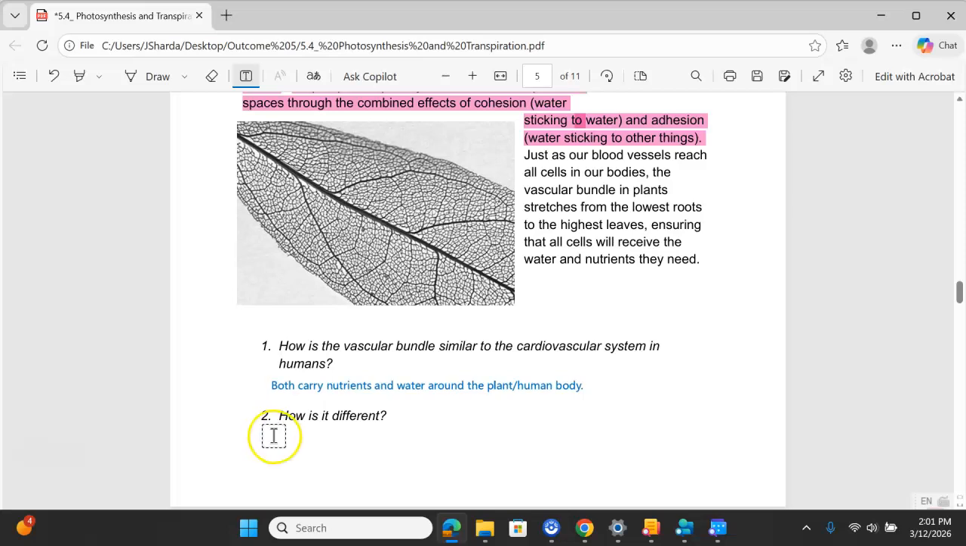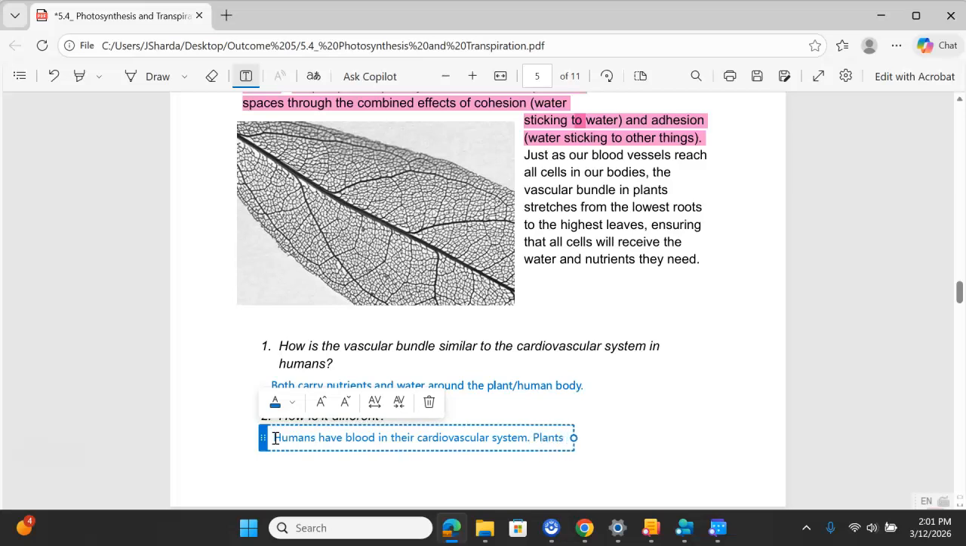I think one main thing that some people mentioned in class: humans have blood in their cardiovascular system. Plants have water and glucose. I think one main difference that comes to mind is that plants have two separate tubes, two separate veins that flow in opposite directions.